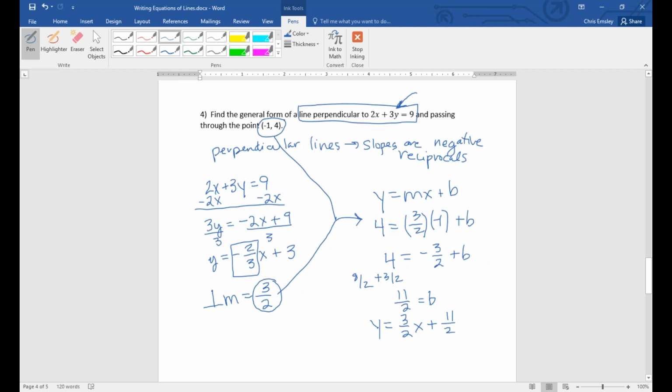This is the equation of the line we're looking for, but we need to go back to the problem. It asks for general form, so we need to fix this up a little bit. We'll get rid of those fractions by multiplying everything by 2. And then we need our x's and y's on the same side, so I'll move that 3x over to the other side.